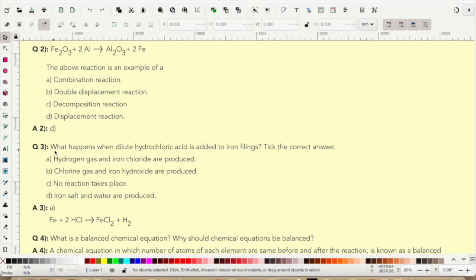Third question, what happens when dilute hydrochloric acid is added to iron filings? Pick the correct answer. Hydrogen gas and iron chloride are produced, chlorine gas and iron hydroxide are produced, no reaction takes place, iron salt and water are produced. Let's try to write the chemical equation. Fe plus 2HCl makes FeCl2 plus H2, means iron chloride is formed and hydrogen gas is produced. So option A, where hydrogen gas and iron chloride are produced, is the correct option.